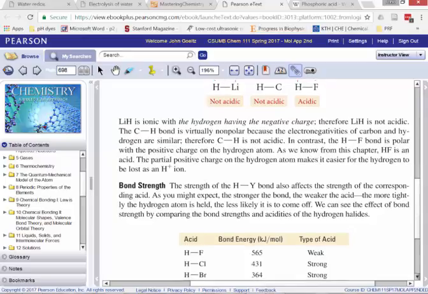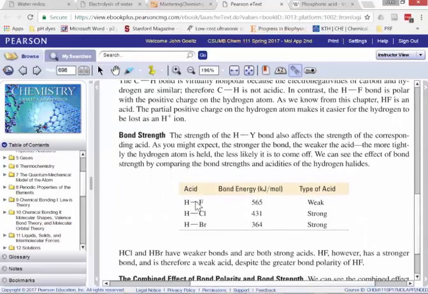We have a table of bond energies, and here we talked about how HF is the only weak acid of the halogens. Here we look at bond energies between the H and the halogen, and it is the strongest bond energy. Therefore, it's a weak acid. HCl has a bond energy of 431. HBr has a bond energy of 364. They're both strong. Okay, so they both dissociate.